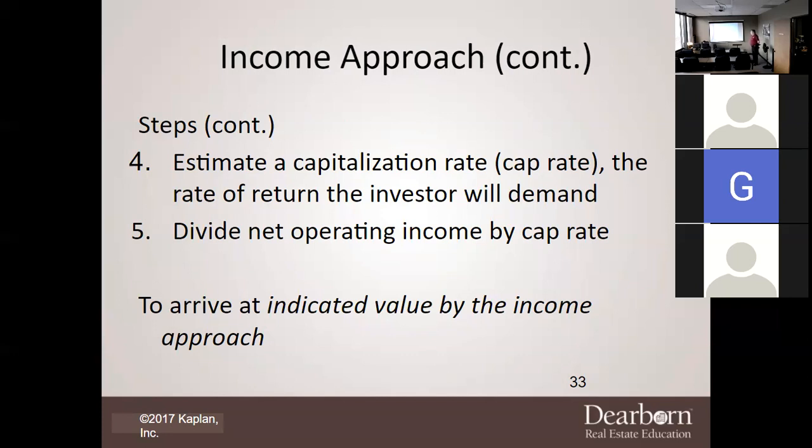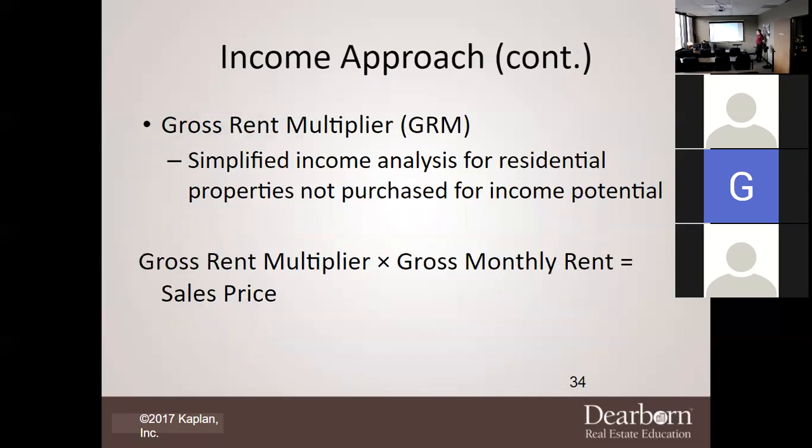But again, this one is one of those that if you're going to purchase a property for rent, you do not want a sales comparison approach. You want to have an income approach, okay? So in that situation, we want to make certain to have that breakdown there. Now, the gross rent multiplier, the GRM, is we want to simplify the income analysis for residential properties, but not the purchase for that income potential.